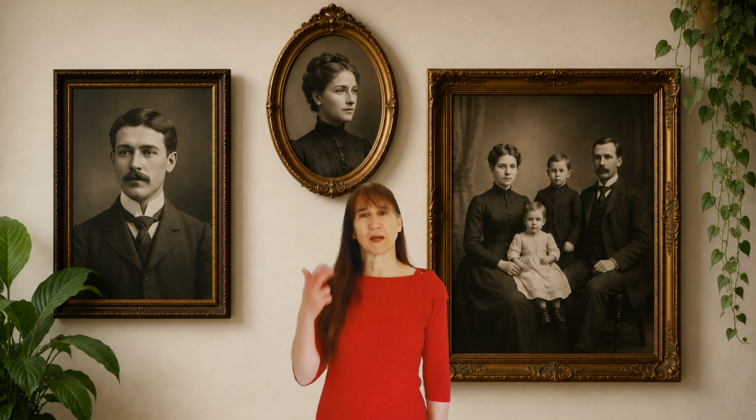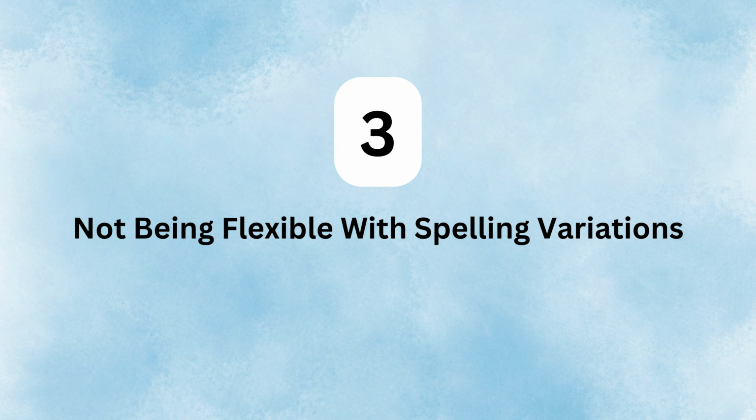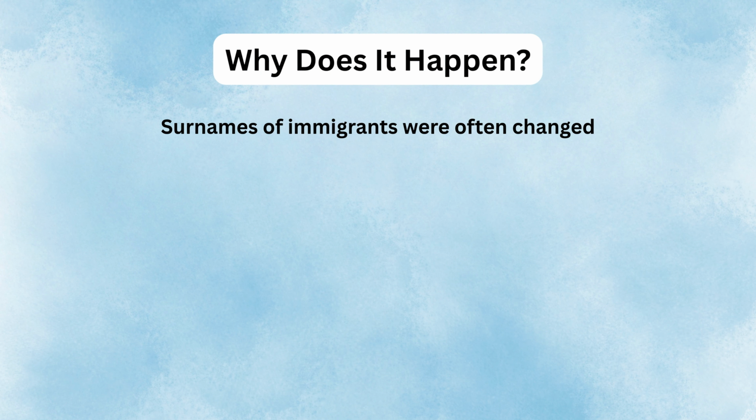Now we come to mistake number 3, which is one of the biggest challenges in German-American research. Mistake number 3, not being flexible with spelling variations. Why does it happen? This is extremely common in immigration research because surnames of immigrants changed constantly. However, many people researching their family tree often search only for one exact spelling and miss records entirely.